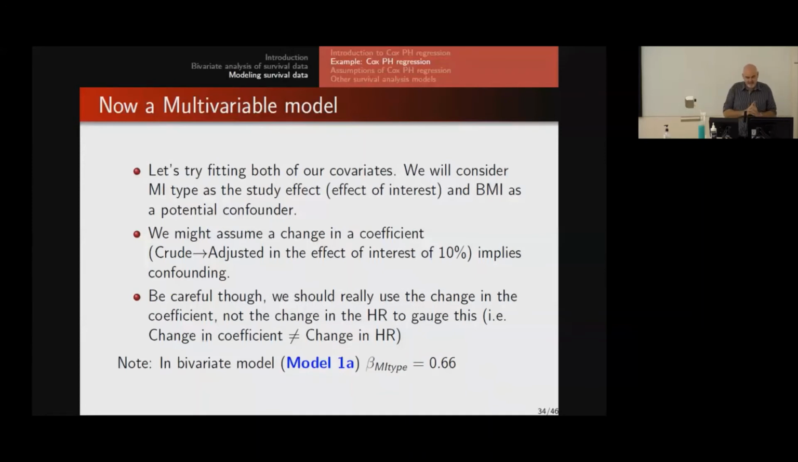Okay, so basically, here it is. If the beta or the hazard ratio, now remember it's not exactly the same, but if my beta changes by 10% when I add BMI to the model, then BMI is a confounder. If adding BMI to the model has no effect on the MI effect, then it's not a confounder, all right? So just to remember, our crude or unadjusted beta for MI type was 0.66. So if that changes by more than 10% when we add BMI to the model, then BMI is a confounder.